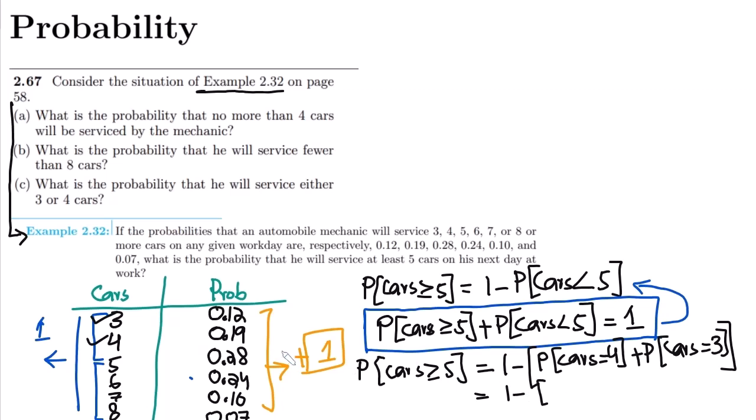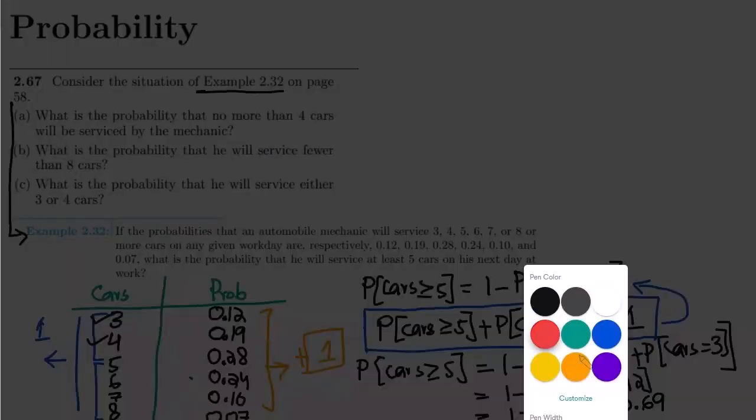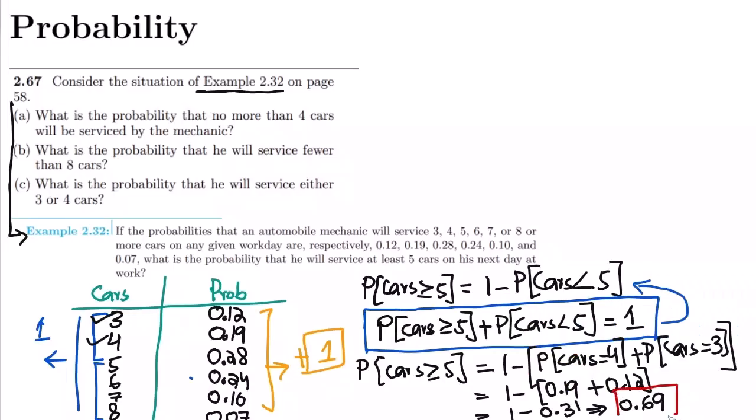This would be 0.19. Okay, and it would be 0.12 here. So it would be 1 minus 0.19 plus 0.12, which is 0.31, which will ultimately give me 1 minus 0.31 is 0.69. Okay. So that is the solution of the example 2.32.